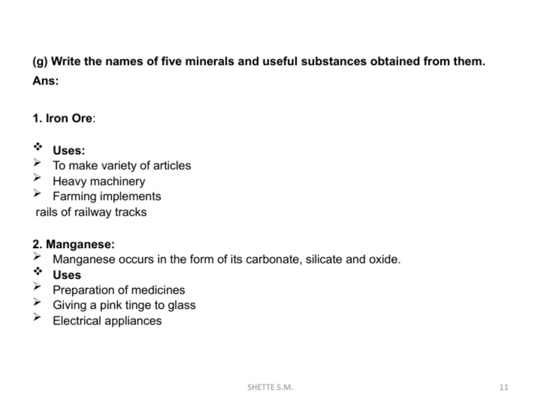Next, we have manganese. Manganese occurs in several forms, including carbonate, silicate, and oxide. It's quite versatile. It's used in preparing medicines, which highlights its importance in health and healthcare. Additionally, manganese is used to give a pink tinge to glass, making it useful in decorative and artistic glassware. It also plays a role in electrical appliances, contributing to the manufacturing of various electronic components.